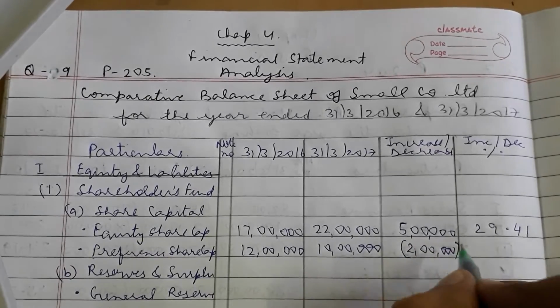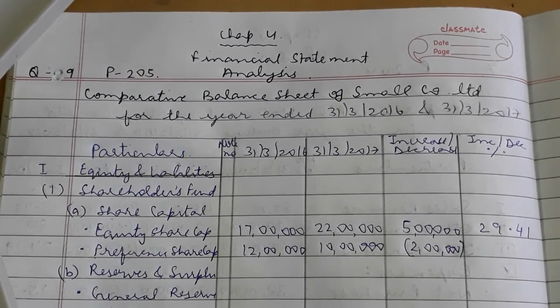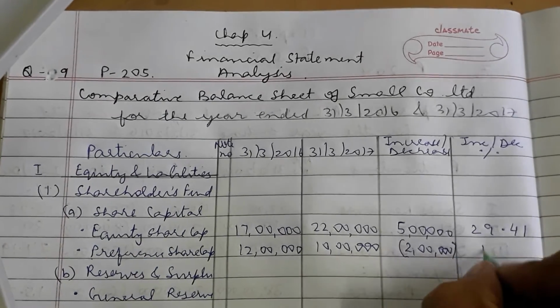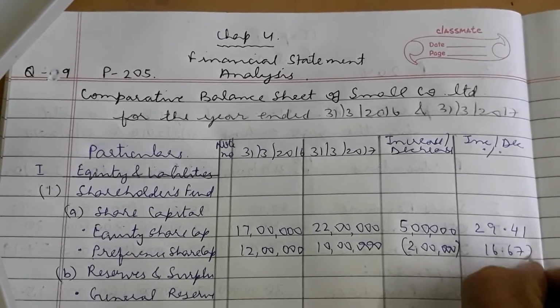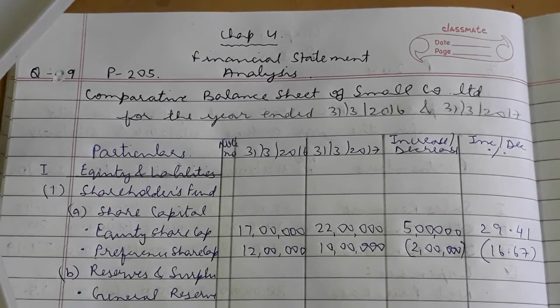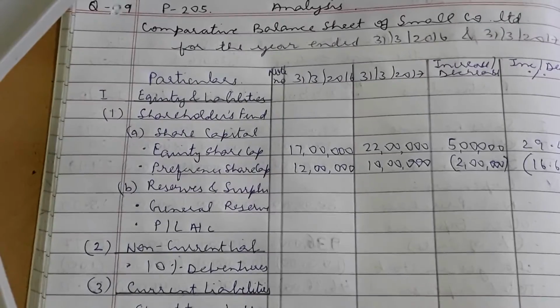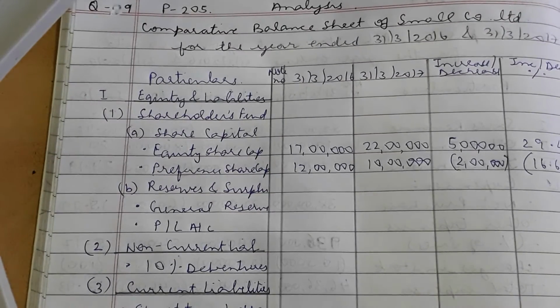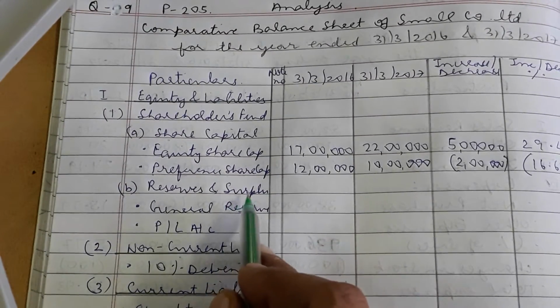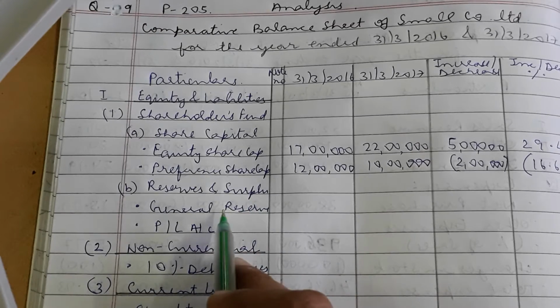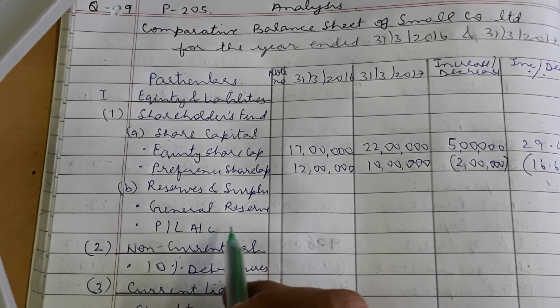So we'll write that in bracket. Again taking percentage: 2 lakh divided by 12 lakh into 100. That comes to 16.67%, but that should be in bracket because it is showing the negative value. Next point is given, reserves and surpluses. The heading is reserve and surpluses. In that, general reserve and profit and loss account.